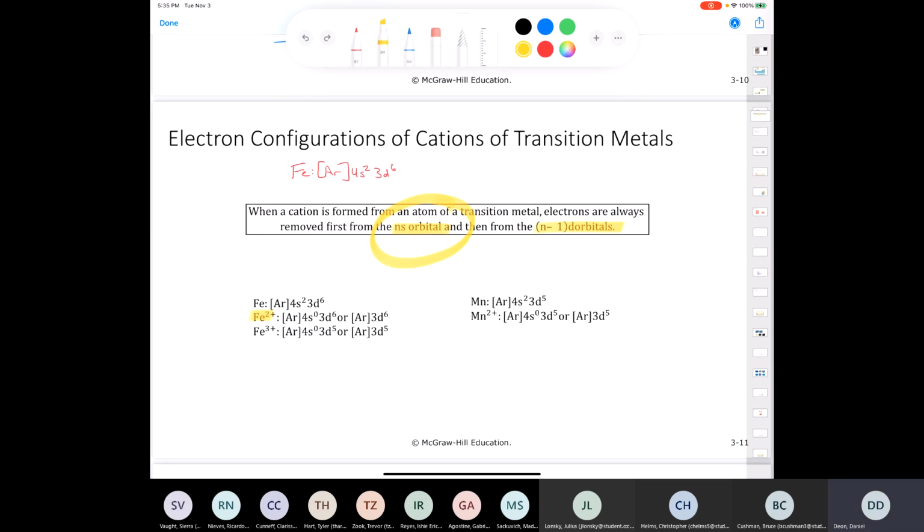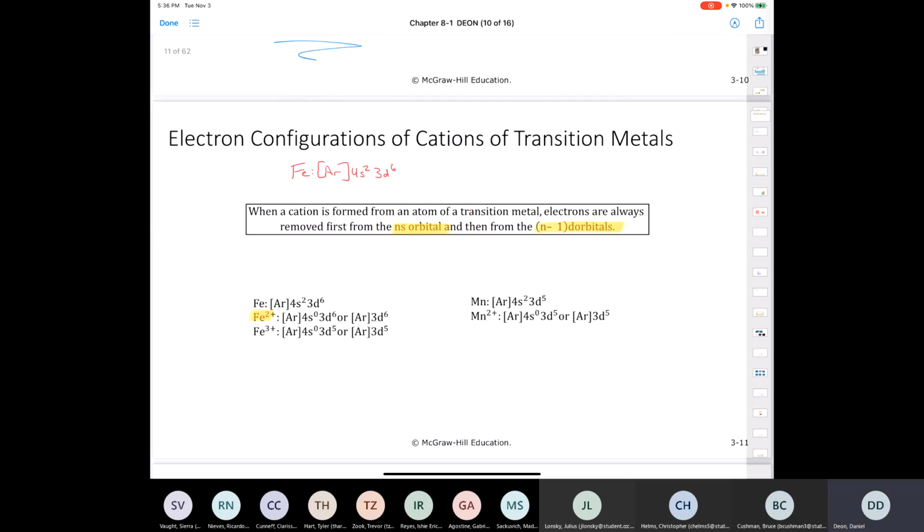All right, so if we look at manganese, for example, the electron configuration of manganese is argon 4s2 3d5. If you want to have a manganese 2+ cation, you remove the s electrons first, like that. So always remove the s electrons first, and that's important that you know that.